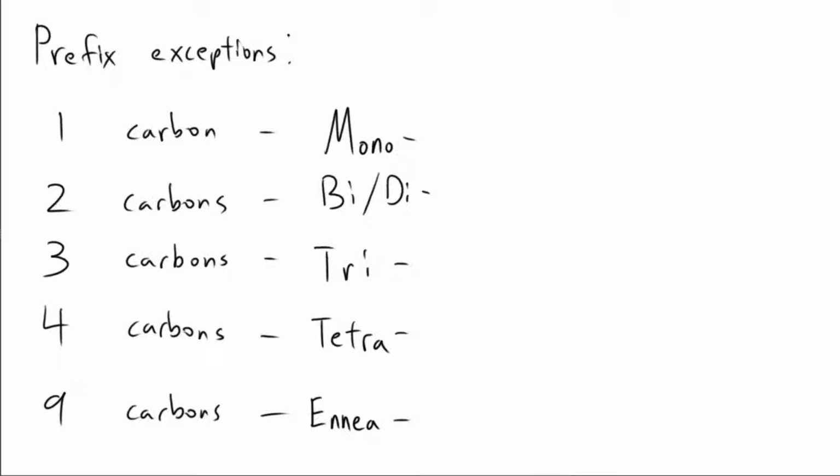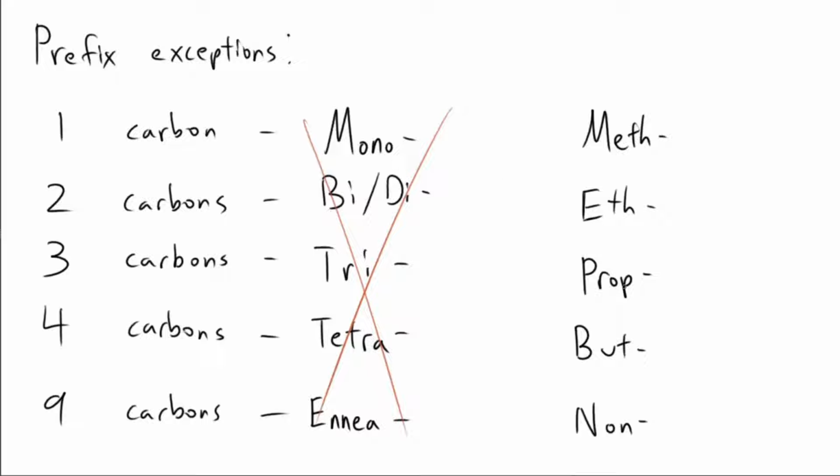Now, knowing that the naming is based off of prefixes, some of you may be surprised to learn that CH4 is not called monane or unane or just ane, but is instead called methane. This is because the prefixes for 1 through 4 are not the expected mono, bi or di, tri, and tetra, but are instead meth, eth, prop, and but.